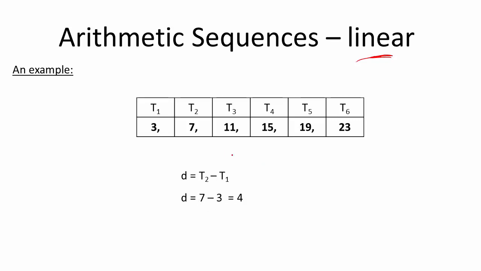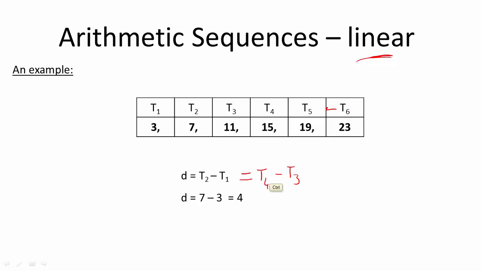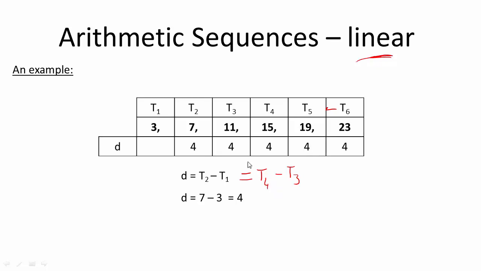Now remember, if this is to be an arithmetic linear sequence, the term T4 minus T3 must equal the same as this term over here. And this is true for any term minus the term before. So any term like this would work. Let us continue now and just see the difference. Right, so 11 minus 7 is 4. 15 minus 11 is 4. So this is an arithmetic sequence and is linear.